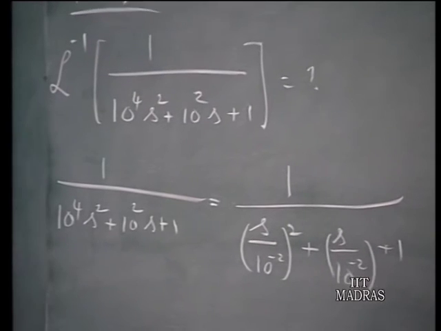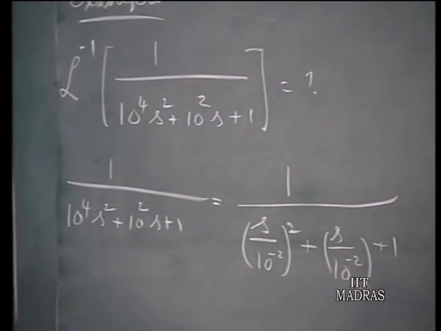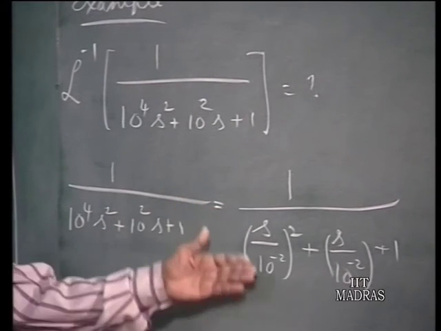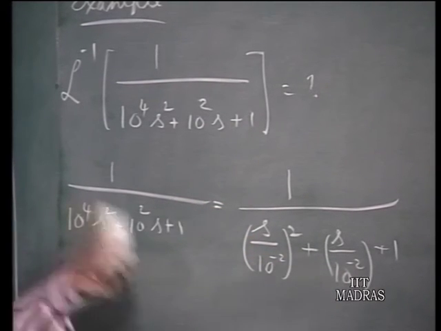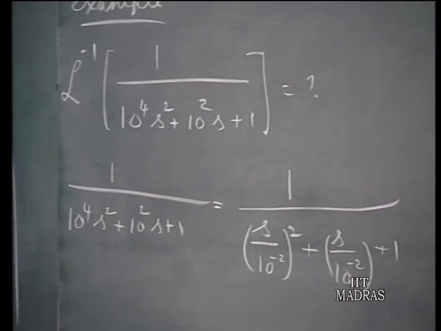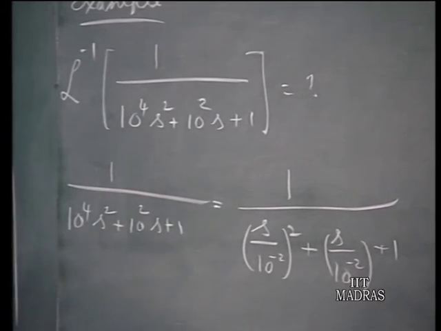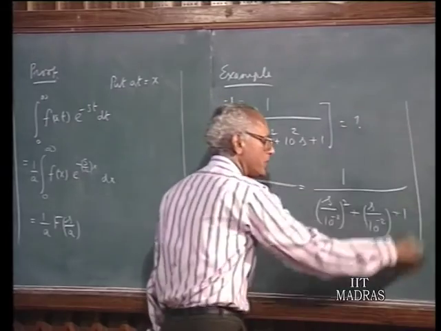So, if I had scaled this s by a factor such that s upon 10 to the power of minus 2 is replaced by s, then this is 1 over s squared plus s plus 1. We know the inverse Laplace transform of 1 over s squared plus s plus 1. Once we know that, we can find the inverse Laplace transform of this by applying the scaling rule. Let us see how we do that.